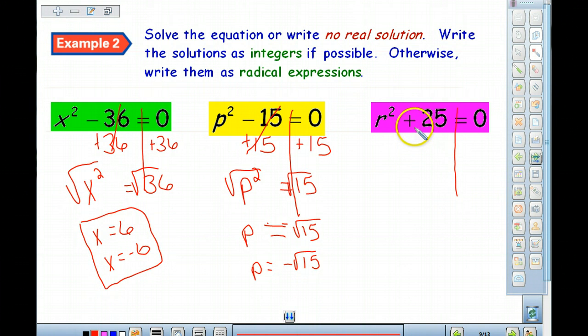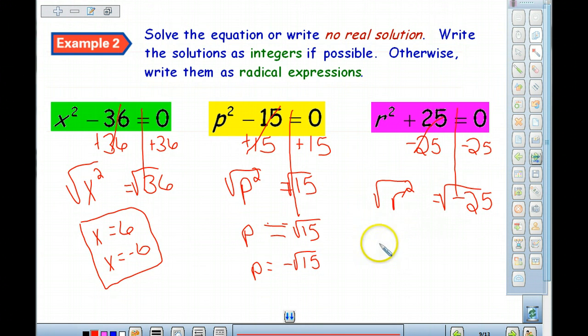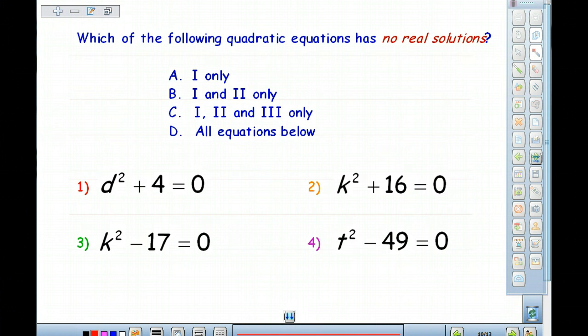Okay, we check this one out, and they have plus 25. So we have to do the opposite of plus 25, and we have to minus 25. So we get r squared equals negative 25. Now in order to solve this, we've got to take the square root of both sides. What's the deal here? What happens if we have a negative inside our square root sign? We get r equals no solution. Okay, so in that case, we've just got 1.